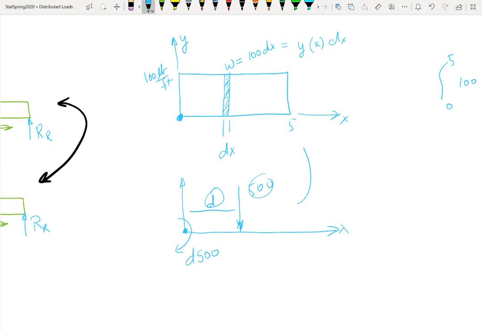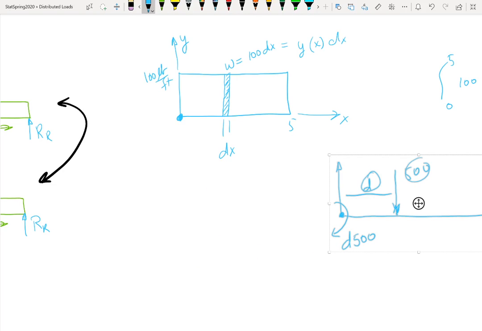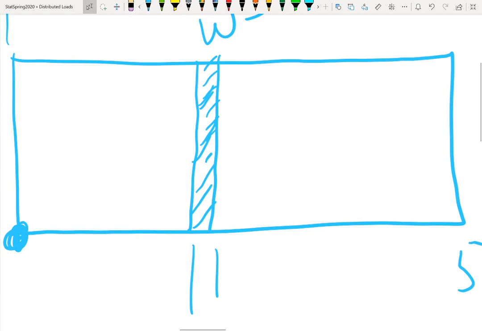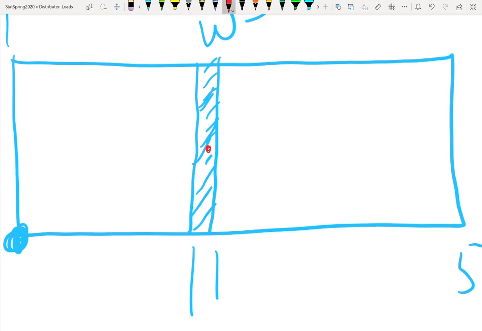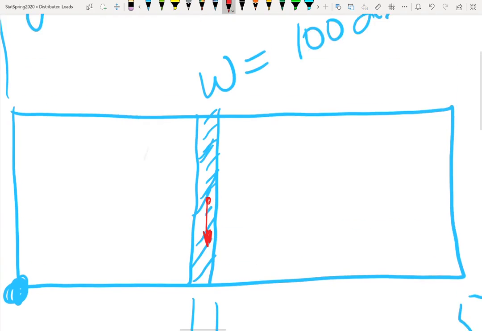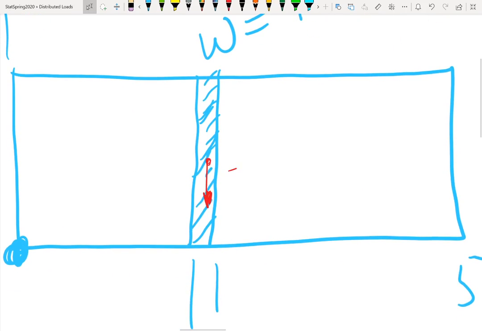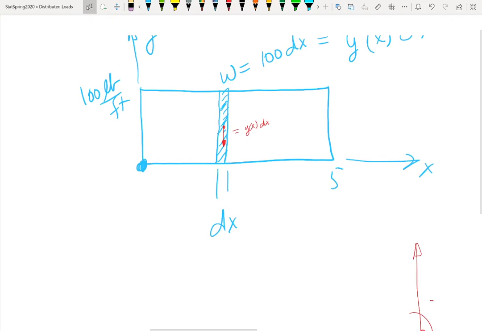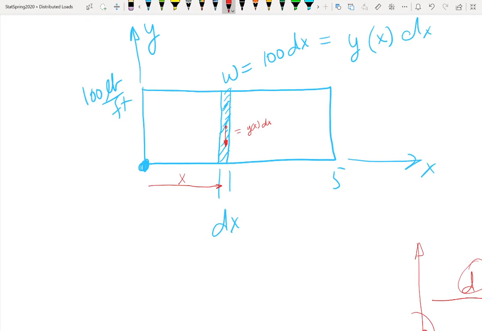So we want these two to be equivalent. Well, how do we make those equivalent? Take a look at this. This little sliver, if we zoom in on it, has a weight to it, and that weight goes straight down. Like we said, that weight is equal to, we'll just call it, y x dx. But the key is, it's a distance x from this, so this little sliver creates a moment like that.